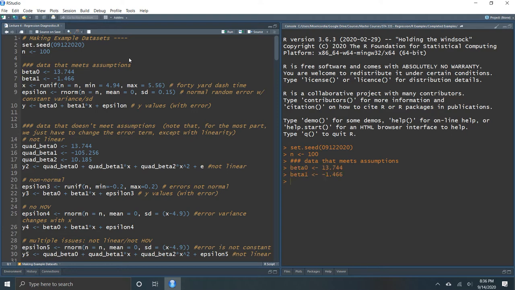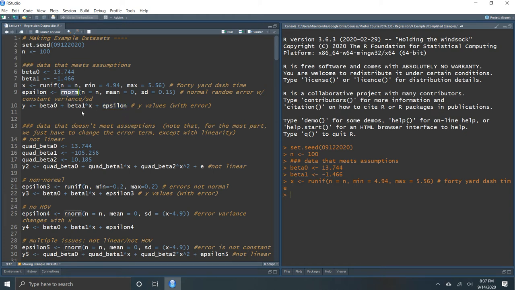Now I'm going to create a whole bunch of x values between 4.94 and 5.56, and these x values will be the 40-yard dash time for a bunch of people at an NFL combine. I'm going to use beta 0, the intercept, so I know the population intercept, and negative 1.466, the population slope. I'm going to use these to create my model of y. So y is beta 0 plus beta 1 times x. But don't forget that we have this plus epsilon, or plus random error.